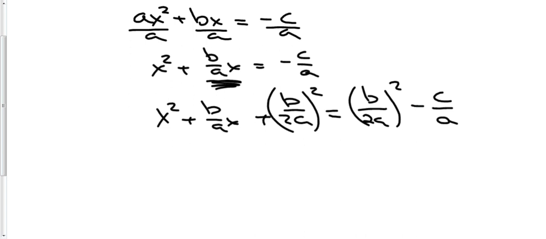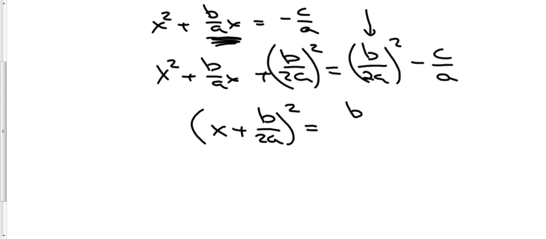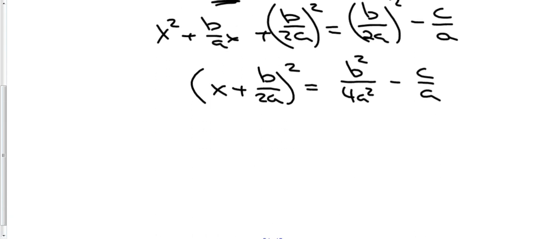Okay. Next, let's factor the left-hand side. This factors into x plus b over 2a, squared. Okay. Now, let's clean up this right-hand side. Let's simplify this term by squaring everything. That turns into b squared over 4a squared minus c over a.